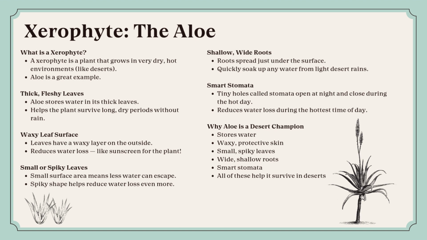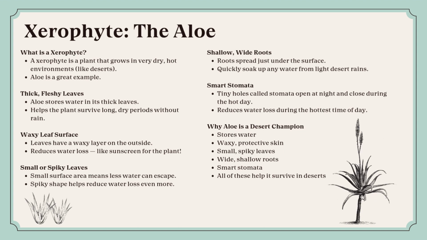Let's start with the aloe's thick, fleshy leaves. You need to know the aloe. These leaves store water like a built-in tank, so the plant can survive long dry periods without rain. The aloe also has a waxy layer on its leaves. This waxy coating helps to stop water from evaporating too fast, like sunscreen for the plant.